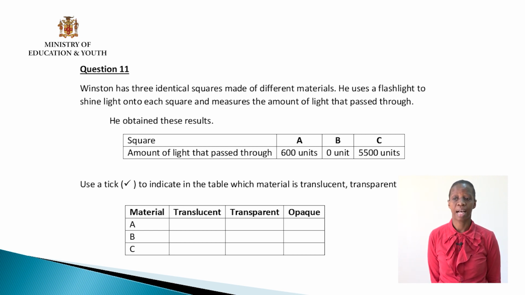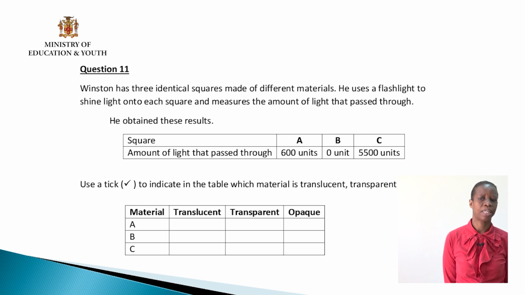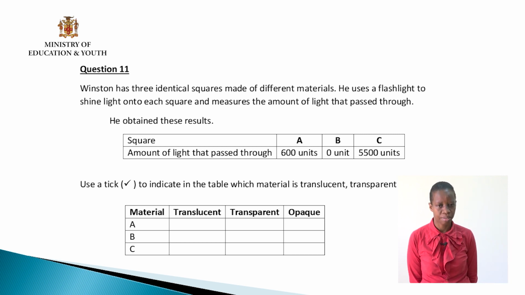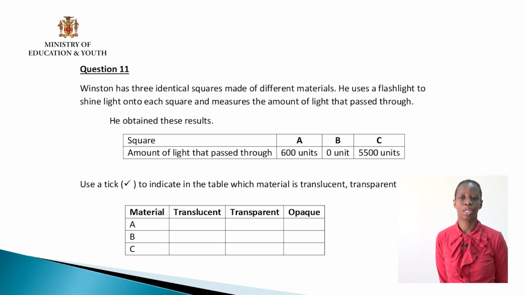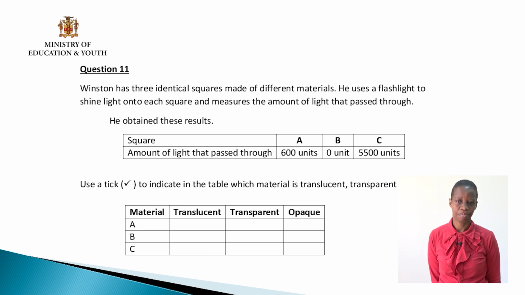Now you are asked to use a tick to indicate, based on those results, which material you think is translucent, which is transparent, and which is opaque. So, what do you need to remember in order to answer that question? What do you need to know about translucent, transparent, or opaque objects? Yes, opaque objects do not allow any light to pass through. Good.